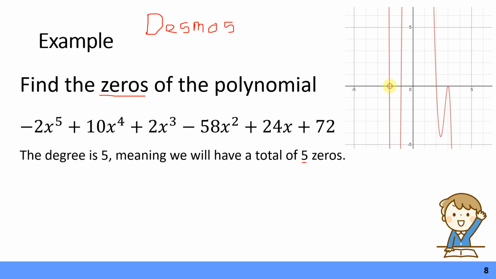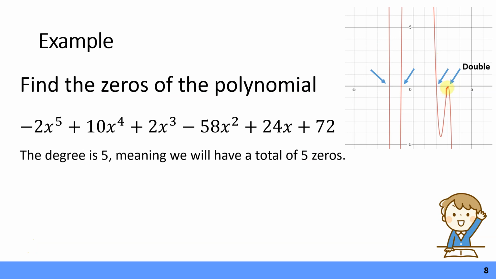There's an x-intercept right here. There's an x-intercept right there. So that's a total of 2. There's another x-intercept here. So that's a total of 3. And then there's another x-intercept here, which is a total of 4. But remember, we're supposed to have a total of 5 answers. So I know it looks like we're missing 1, but you should remember this from a previous section.